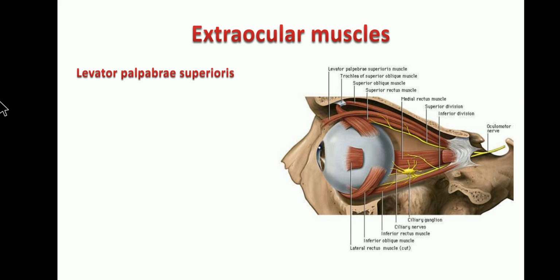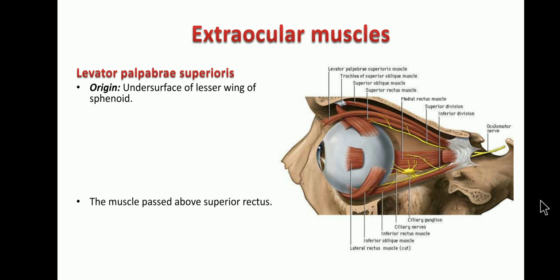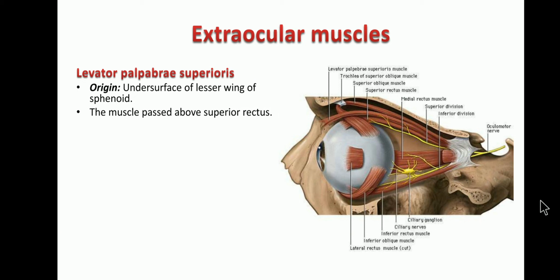Now we will come to the levator palpebrae superioris. Levator means elevating, palpebrae means upper eyelid. So that is why it is labeled as levator palpebrae superioris. Again, it arises from the under surface of the lesser wing of the sphenoid, and passes above the superior rectus. Then anteriorly it forms a flat tendon, an aponeurosis.